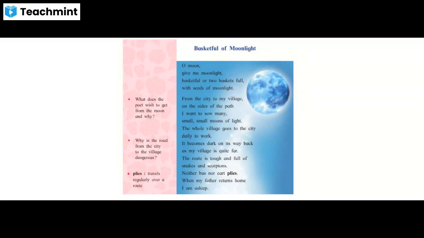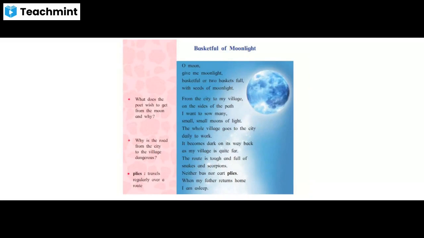Then in stanza number 2, I want to show many small moons of light. Here the word small is repeated. That's why the figure of speech is repetition. Why is it repetition? The word small is repeated for more poetic effect.